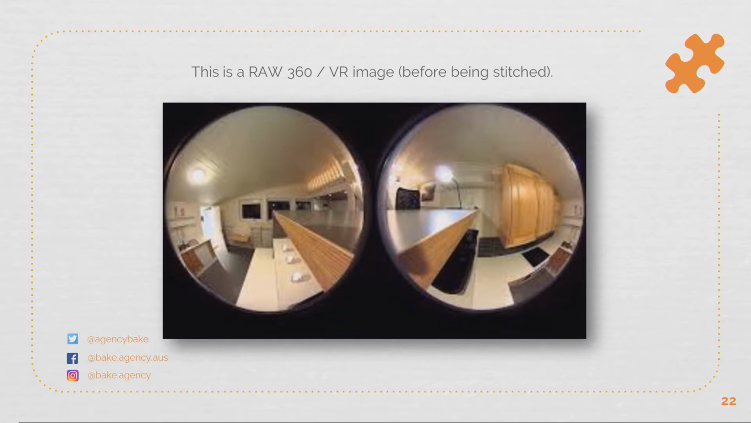So here's a look at some raw 360 footage. This is what it looks like from a 2-lens camera. So as you can see there, it's a kitchen and one lens is catching one half of the room and the other lens is capturing the other half of the room. So these haven't been stitched yet, but that's that raw footage of what's been captured. If you had an 8 camera rig or a 6 camera rig, you're going to have 8 or 6 individual angles of that 360 scene.